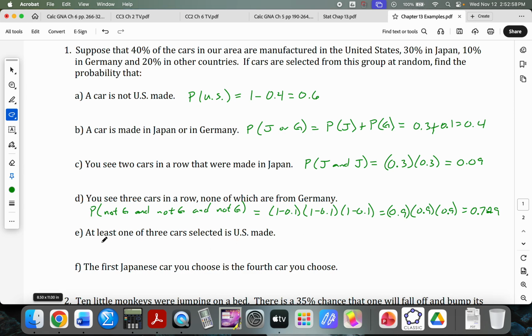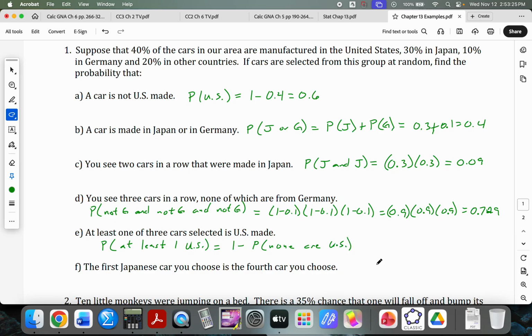All right. So the probability that at least one, and that's the big part, at least one that it's US made, is equal to 1 minus the probability that none are from the US.